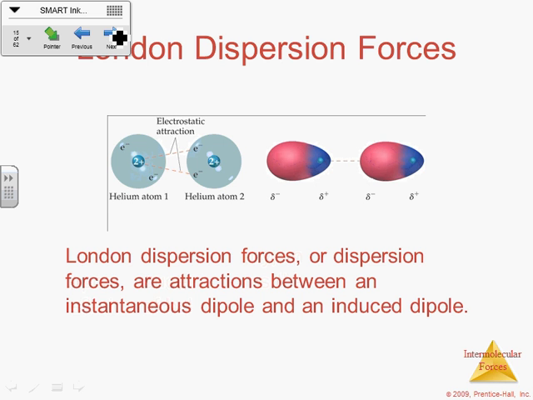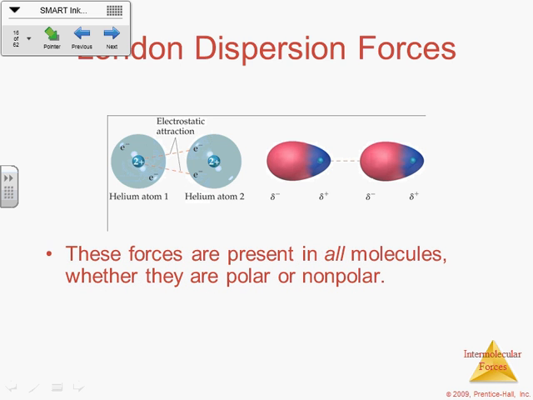So this is the instantaneous dipole that we're talking about here. That's coming from the instant when these two electrons are on the same side. And then again, the induced dipole is kind of the forced thing that happens on this other atom, where this electron gets pushed over to this side because it's repelled by the electrons in the other helium. And so that's the idea there: one has an instantaneous dipole, and then it causes a dipole in the ones around it. These forces are going to be present in all molecules. Doesn't matter if it's polar or non-polar, you always have London dispersion forces. Sometimes they're just called dispersion forces.